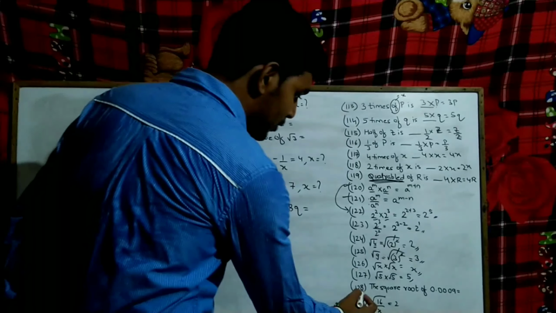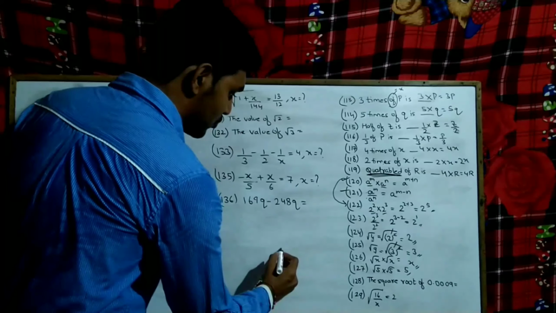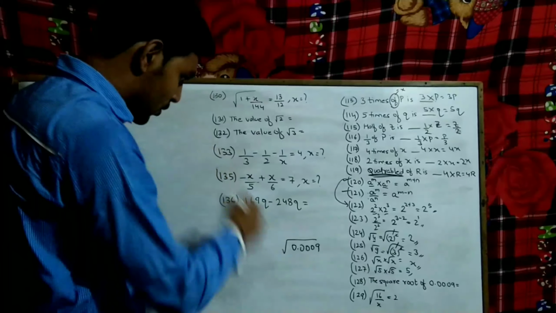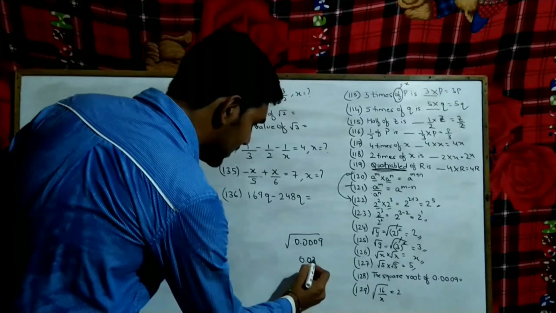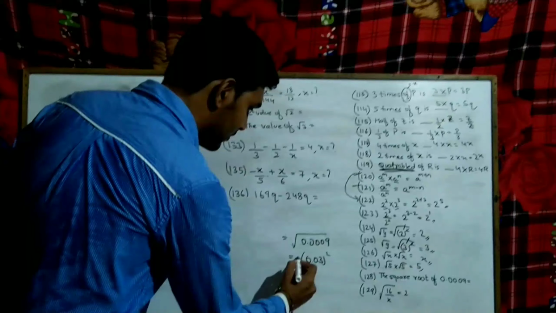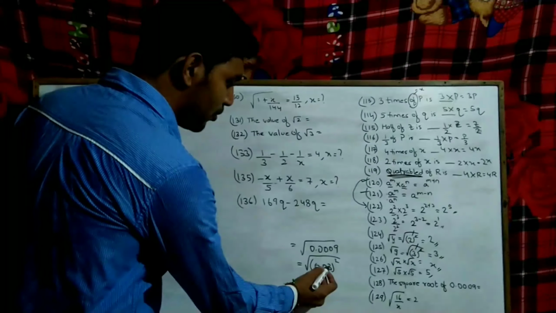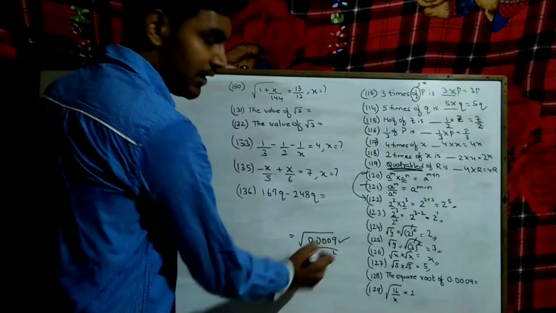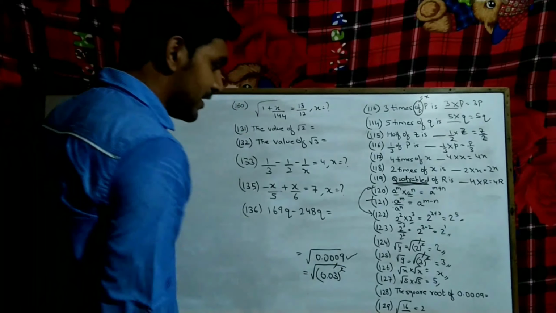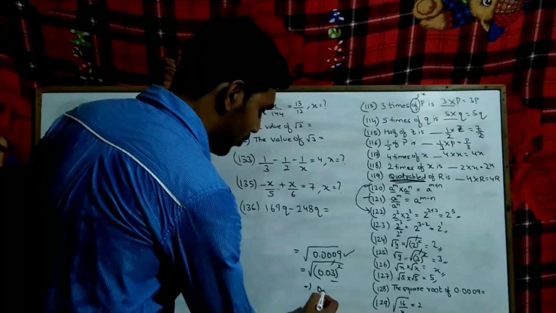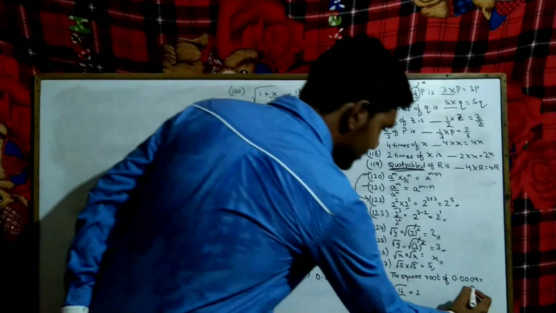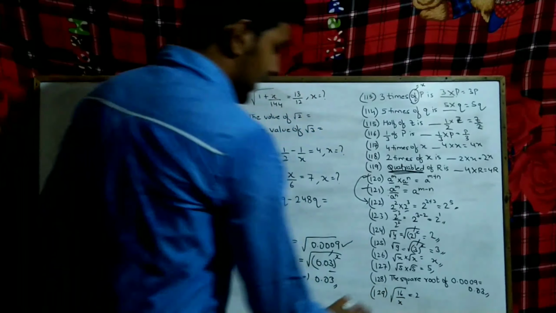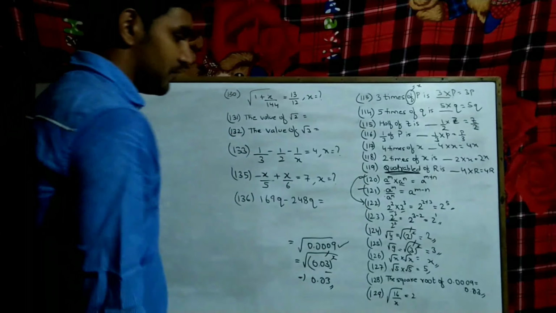Okay. Now 128, square root of 0.0009. Okay. So can I write this as 0.03 whole square whole root? Because 0.03, if you multiply with again 0.03, then you get 0.0009. Okay, so this square and this root will be cancelled. So what is left? Only 0.03 will be left. Okay, so what is the answer? 0.03.